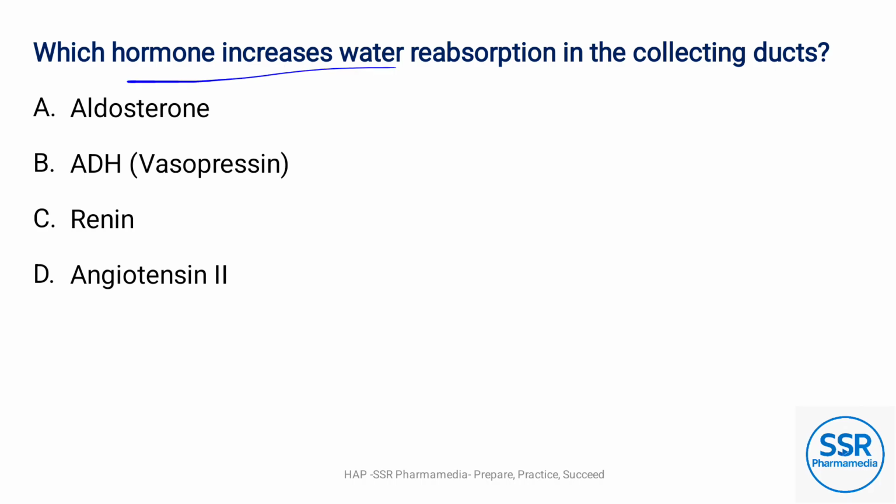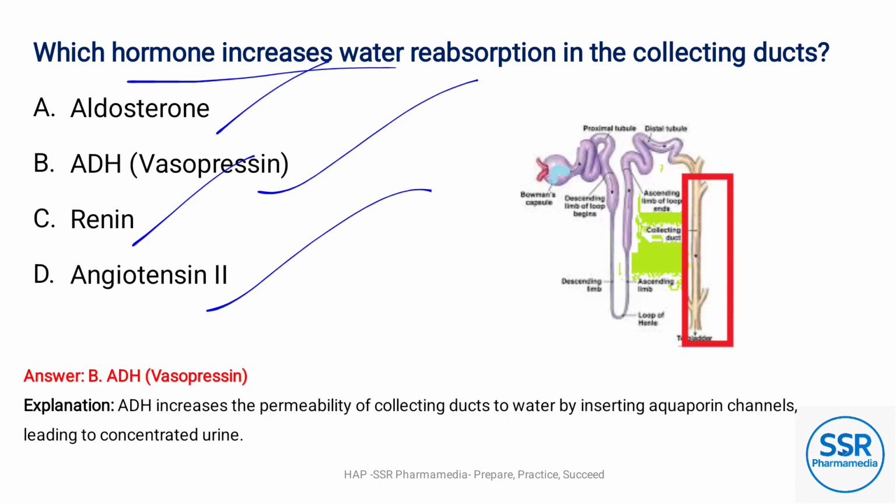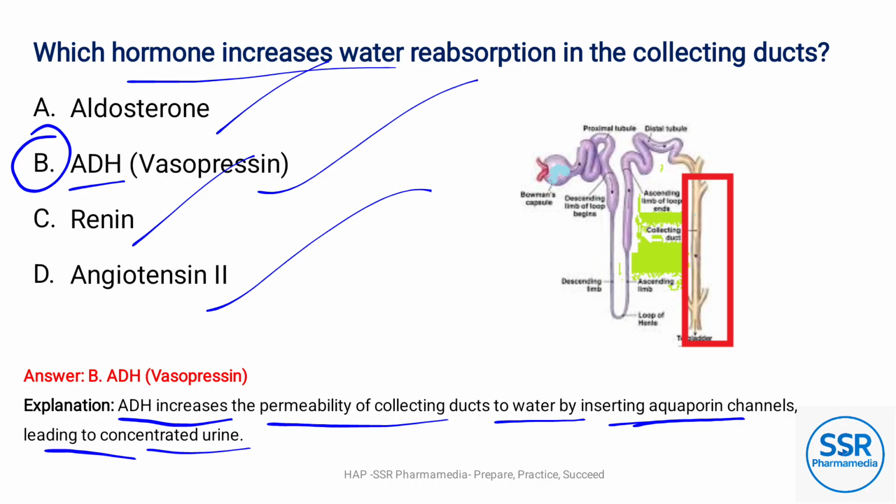Next, which hormone increases water reabsorption in the collecting ducts? Option A, aldosterone. Option B, vasopressin. Option C, renin. Option D, angiotensin 2. So the answer is option B, vasopressin. Antidiuretic hormone, ADH, increases the permeability of collecting ducts to water by inserting aquaporin channels, leading to concentrated urine.